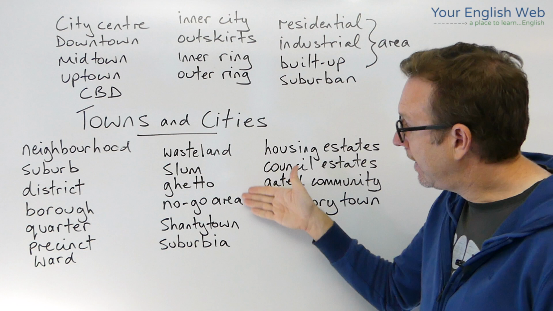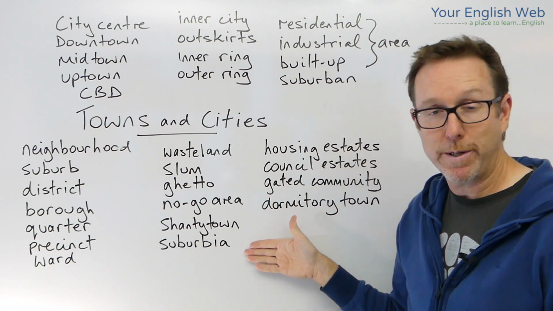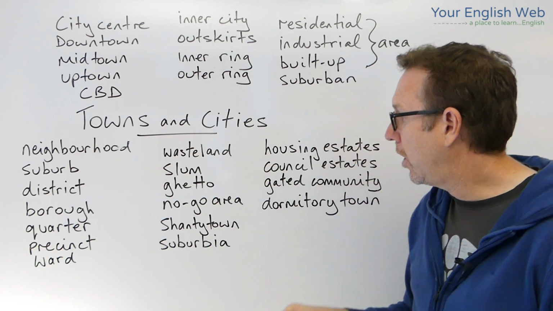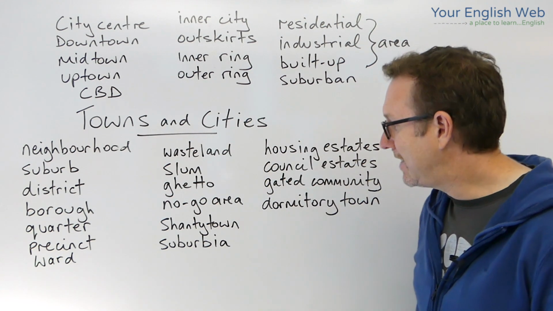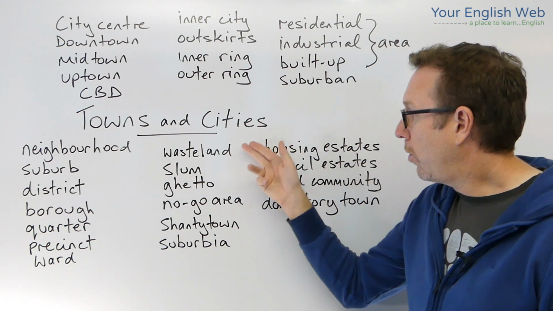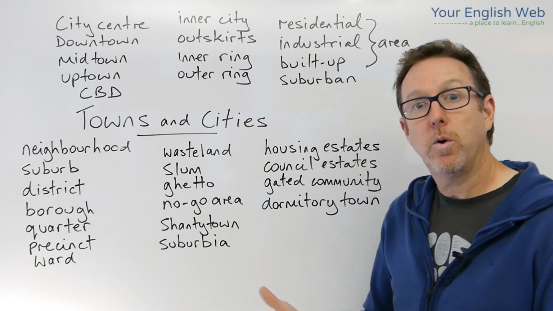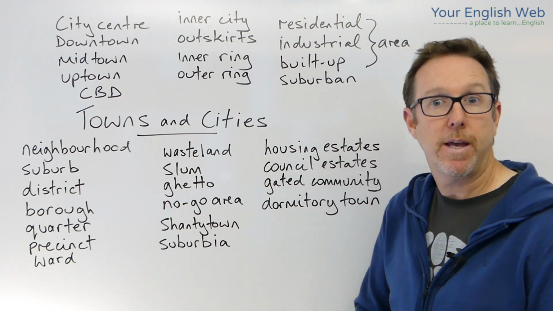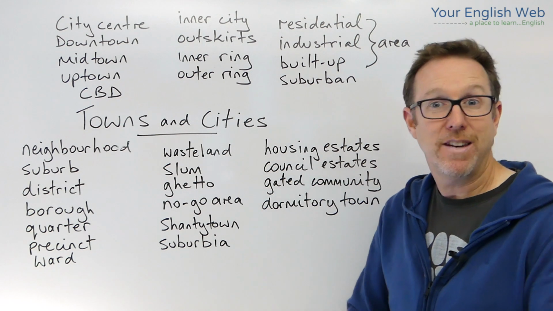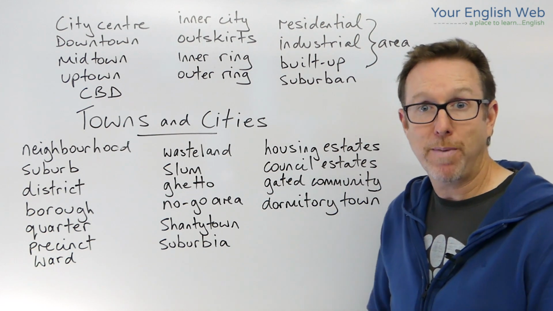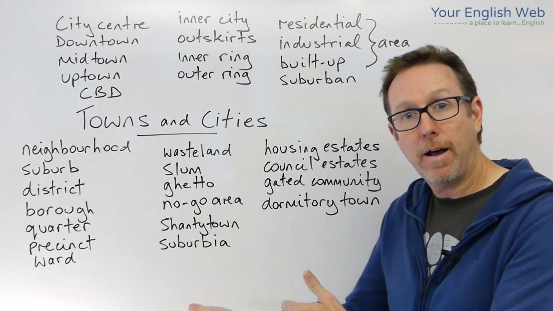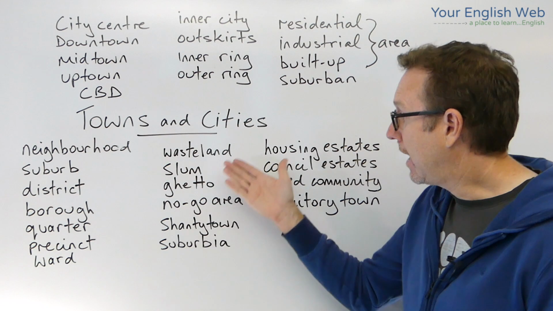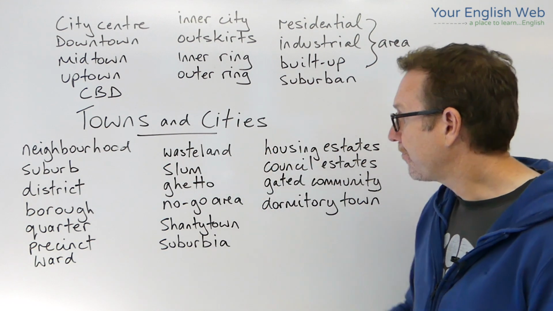Now, these words here are negative words that we use when we talk about cities. So, for example, wasteland, slum, ghetto, no-go area, shanty town, suburbia. So wasteland is part of a city or town where there's no activity, there's no housing, perhaps there's vacant land, the land is not used for any specific purpose, maybe there was some type of activity in the past and now it's been abandoned. It can become a wasteland.